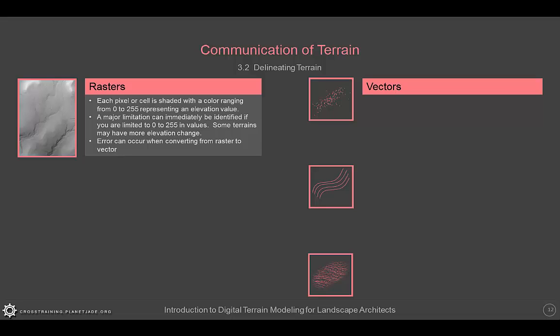Errors can occur when converting from raster data type to vector. So recall that you have a lot of cells in a raster, and if you had to determine where the contour lines must occur, there can be some error or variation when those contour lines are determined within that cell.